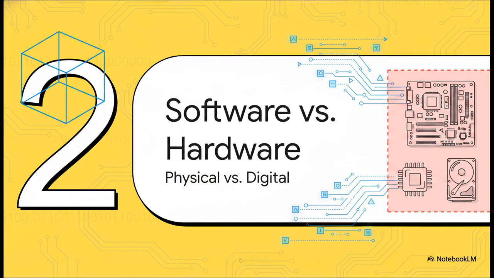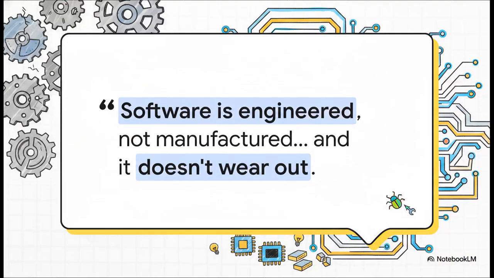Moving right along to section 2, software versus hardware. It's time to mentally separate the physical machines from the digital code. There is this absolutely fantastic quote from our source material that highlights a crucial distinction here. It says, software is engineered, not manufactured, and it doesn't wear out. Think about that for a second. When physical hardware is manufactured, quality problems can totally get introduced on the assembly line. But with software, if the original design is good, the replication is literally perfect every single time. Plus, and this is huge, if a physical gear breaks, you just grab a spare part. But there are absolutely no spare parts for software. If a line of code is broken, we have to engineer a completely new fix.